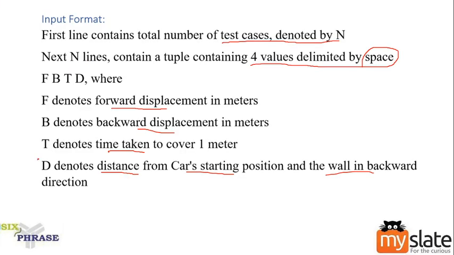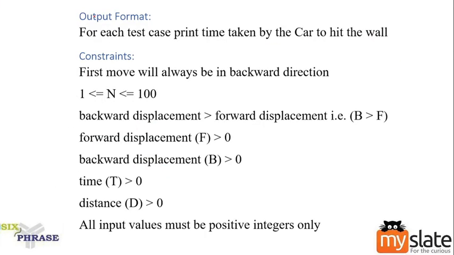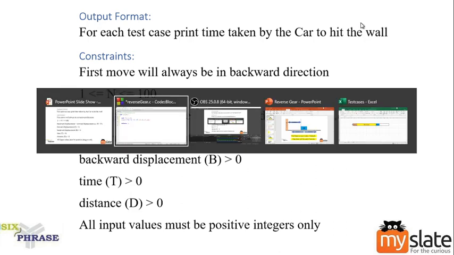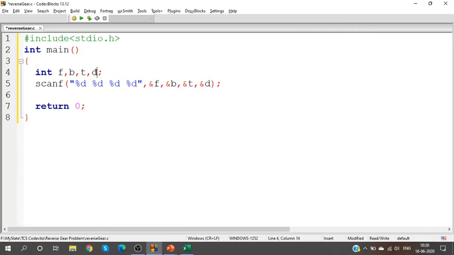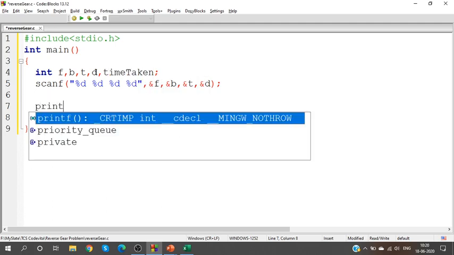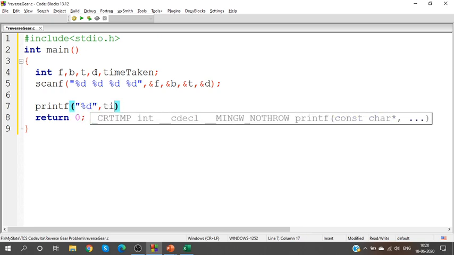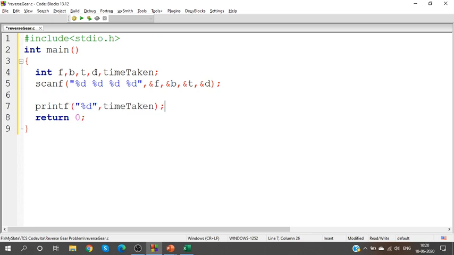Now look at the output format and constraints. Here they are saying for each test case you are going to print the time taken by the car to hit the wall. So what should I do? I should calculate the time taken to hit the wall. So my final output is %d comma time taken. Clear? Get the input, do some calculations and print the time taken to hit the wall. This calculation part is where our programming lies. We'll come back to the calculation part.